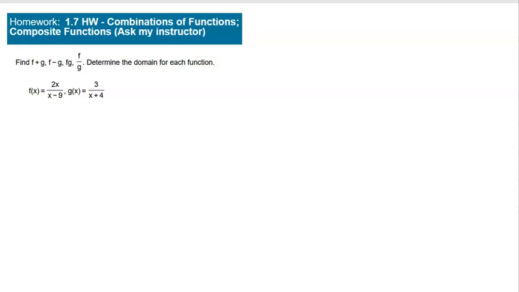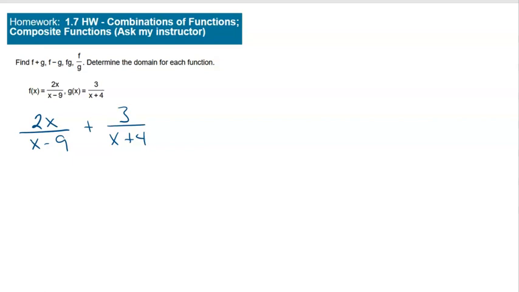So first we want to add, so I'm going to add 2x divided by x minus 9 to 3 divided by x plus 4. Now that is the two functions added together. The problem is it's not simplified. So 9 times out of 10 when you're asked to do a problem like this, they really want the answer simplified. And the problem with simplifying this is you're adding two fractions together, right? Well, when you add two fractions together, what do you have to have? Of course, you have to have a common denominator. And that's where all the work comes into this problem.